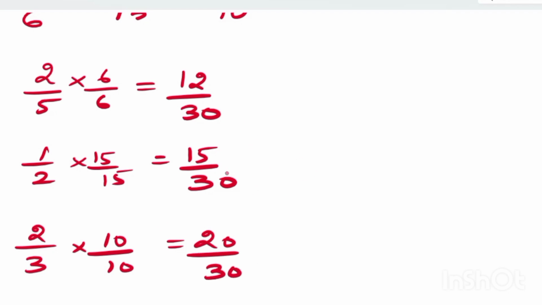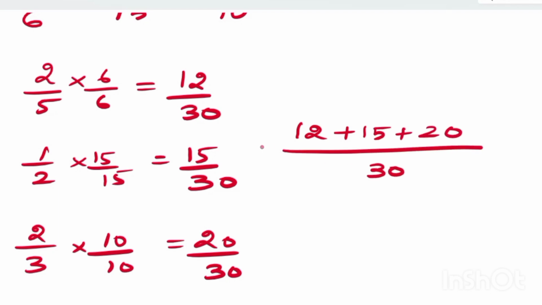So now what have you got? You have got 3 fractions with the same denominator. So now what you have to do? You are going to add them. So 12 plus 15 plus 20 divided by 30. So what is 12 plus 15 plus 20? It will be 47 by 30. Okay, so this is how you have to add more than 2 unlike fractions.